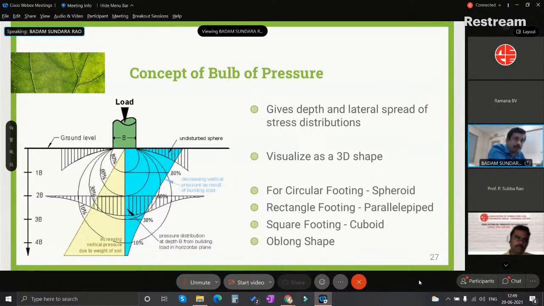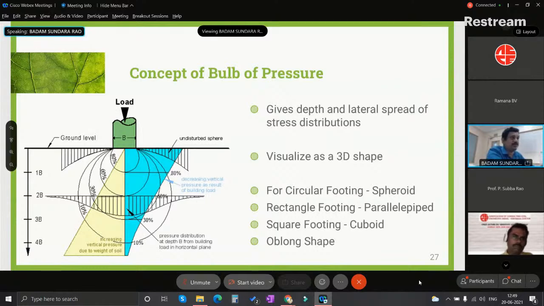Yes, we know the pressure bulb is something like a bulb, like an incandescent lamp or an onion. It will be in the form of a spheroid for a circular footing, an oblong parallelepiped for a rectangle, and an oblong cuboid for a square footing. It should be thought of in terms of a 3D model or 3D shape. Why? Because from the textbook point of view, we think and learn only up to this point. But we generally learn with respect to the three-dimensional effect of the stress bulb.